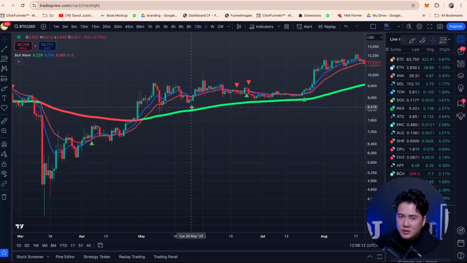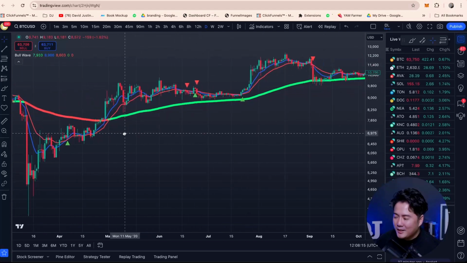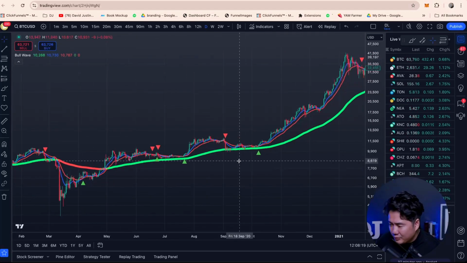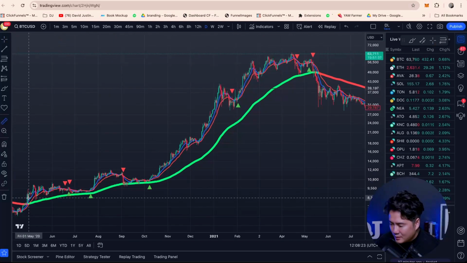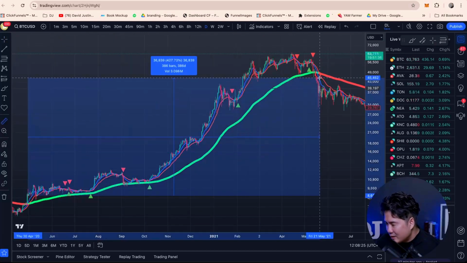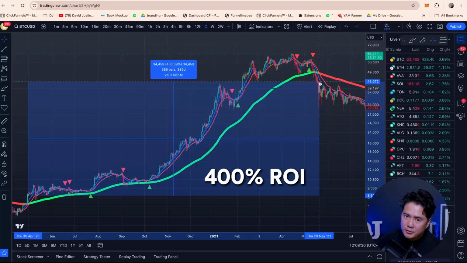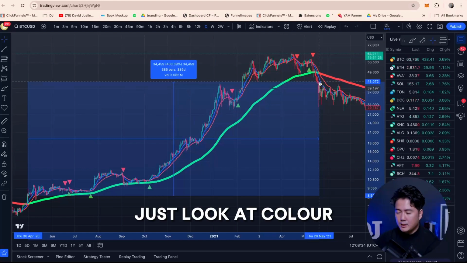So imagine how much profit I made from this one. Let me show you. During the whole green wave, from here until the red one shows up, I made about 400% return, 4x. That's easy. Just look at the color.